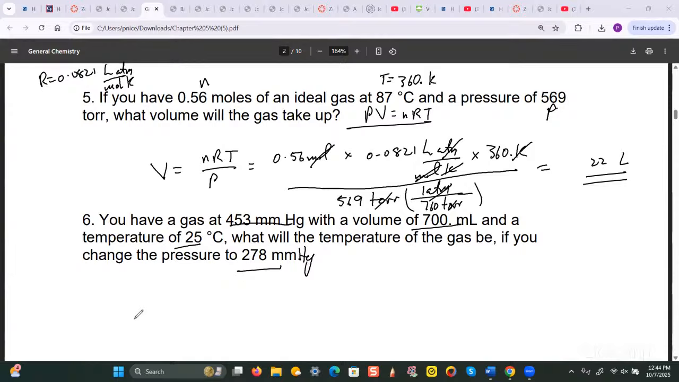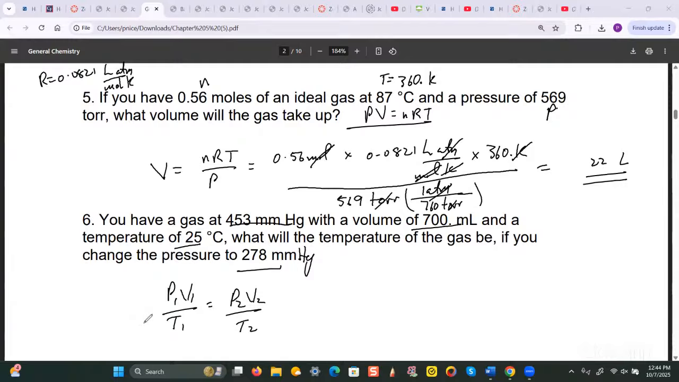Okay, so what law comes to mind in this case? They gave you the initial pressure, the initial volume, the initial temperature, and they're asking for the final temperature, and they gave you the second pressure. Yes, ma'am. Okay, the combined gas law, which is P1 V1 over T1 is equal to P2 V2 over T2. That's the combined gas law, right?